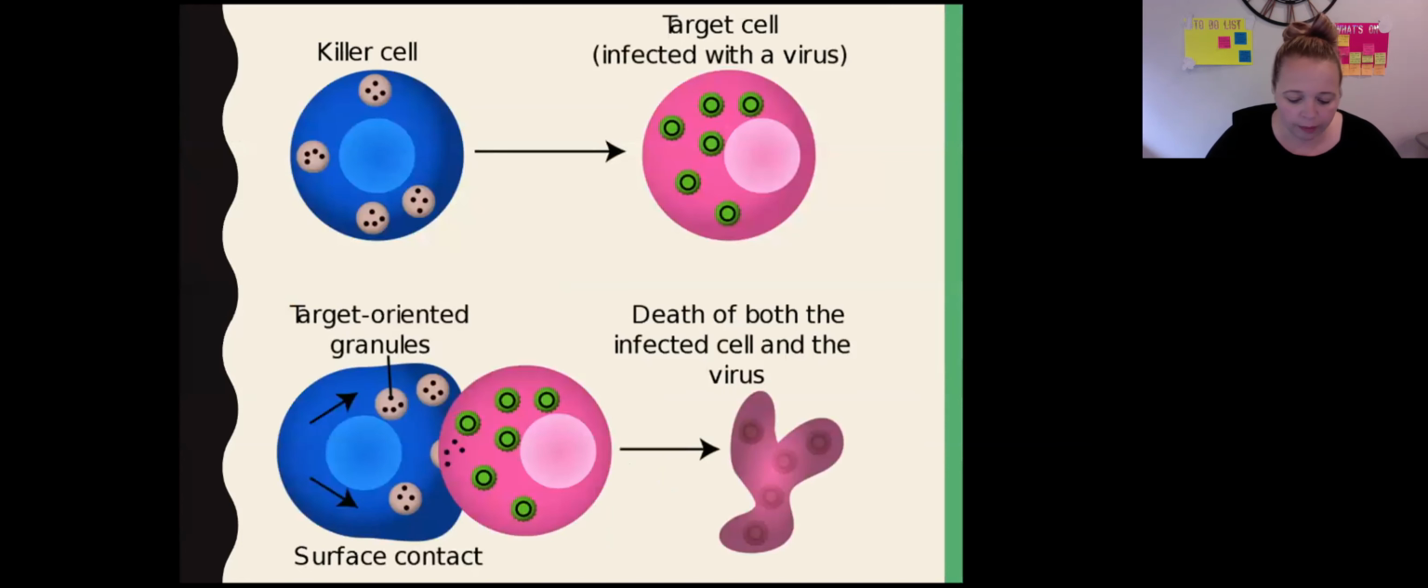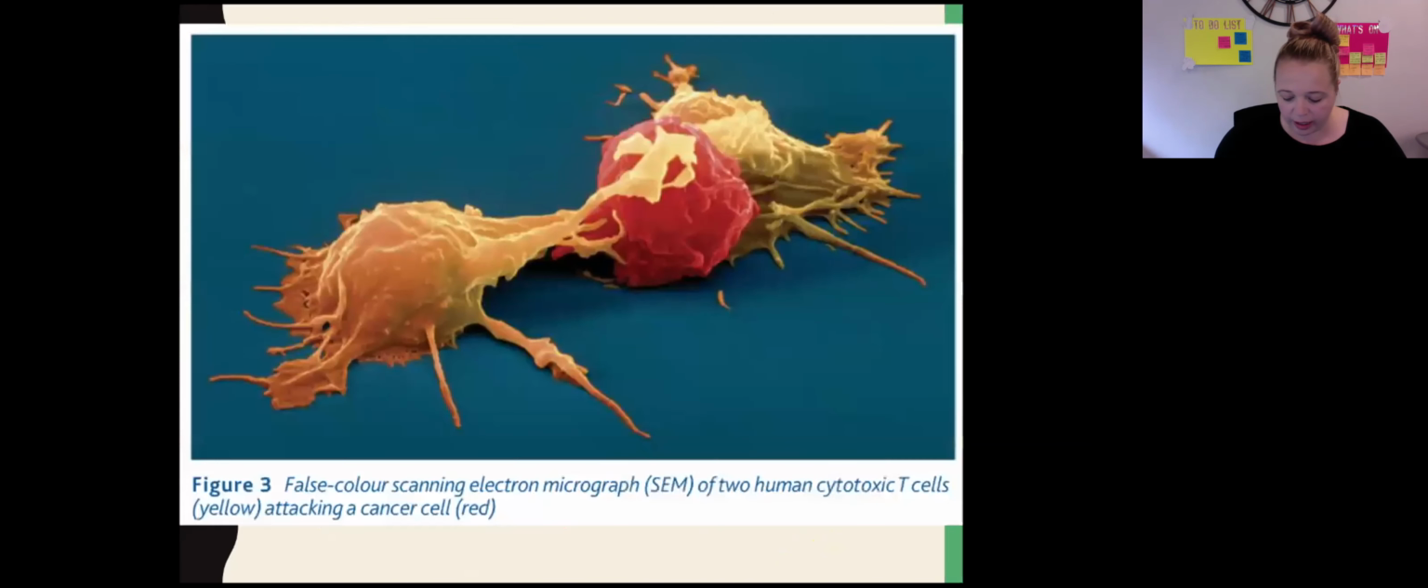Here's another picture. Here's a killer T cell. Here's your target cell, so this is the one that's got the virus. These are the perforin, or those proteins that are going to create holes. You end up with a dead infected cell.